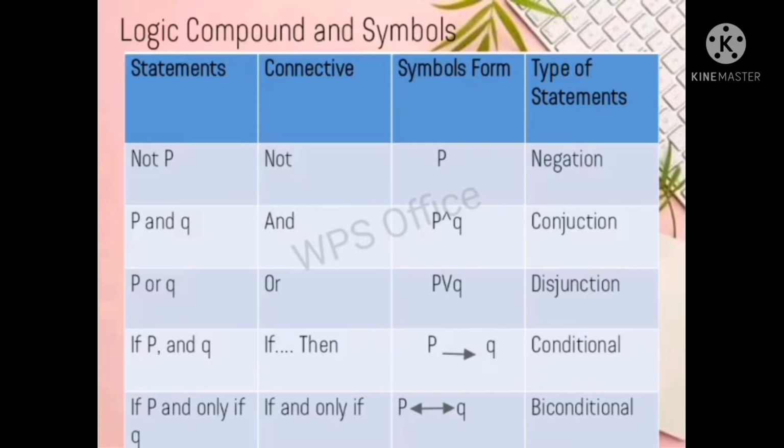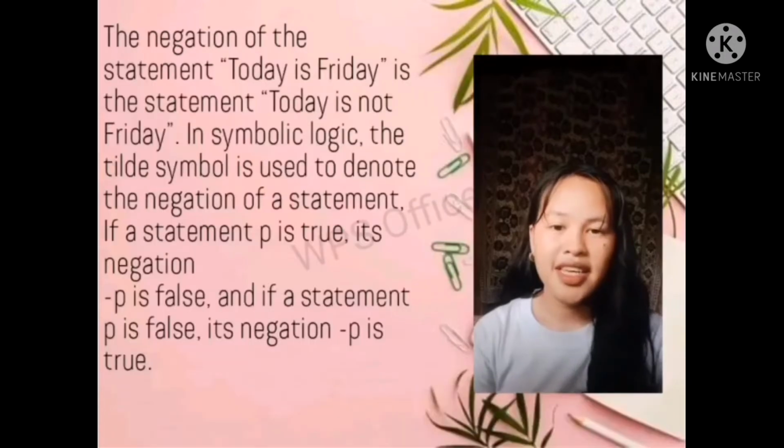If P then Q: connective, if then. Symbolic form, if P then Q. Type of statement, conditional statement. P if and only if Q: connective, if and only if. Symbolic form, P if and only if Q. Type of statement, biconditional statement. The negation of the statement "Today is Friday" is the statement "Today is not Friday."